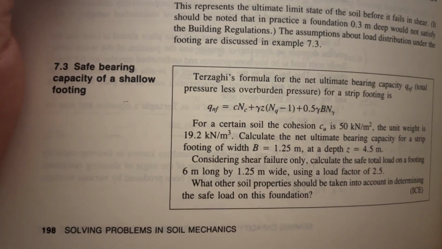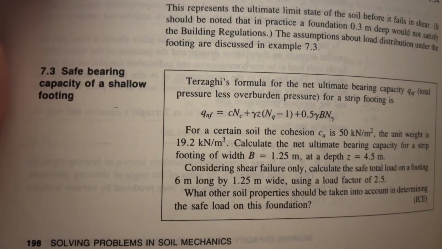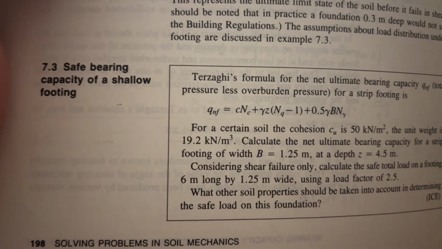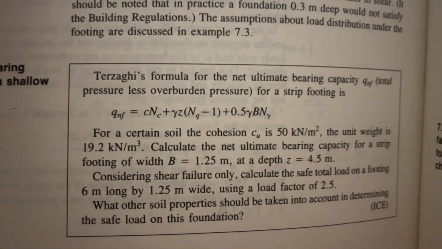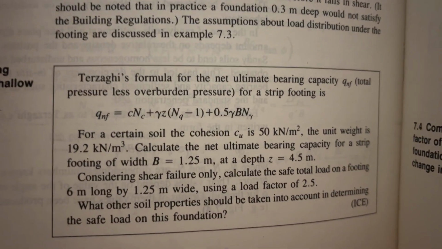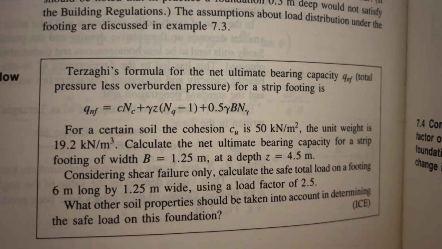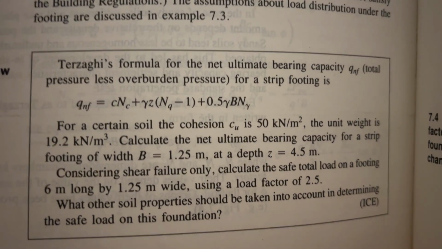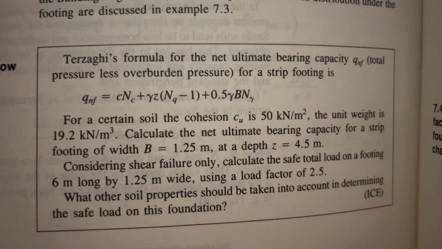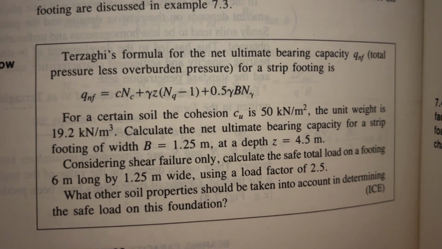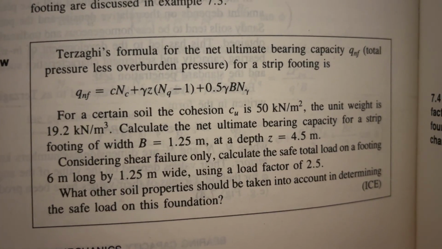So this is example 7.3, chapter 7, safe bearing capacity of a shallow footing. Terzaghi's formula for the net ultimate bearing capacity qnf, total pressure less overburden pressure, for a strip footing is qnf equals c Nc plus gamma Z (Nq minus 1) plus 0.5 gamma B N gamma.